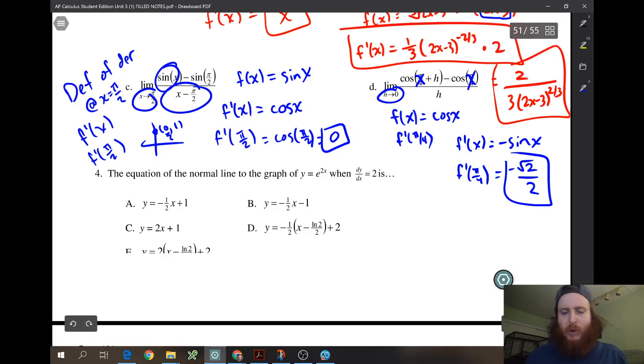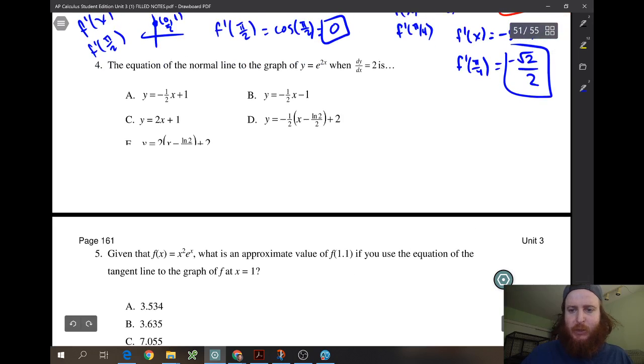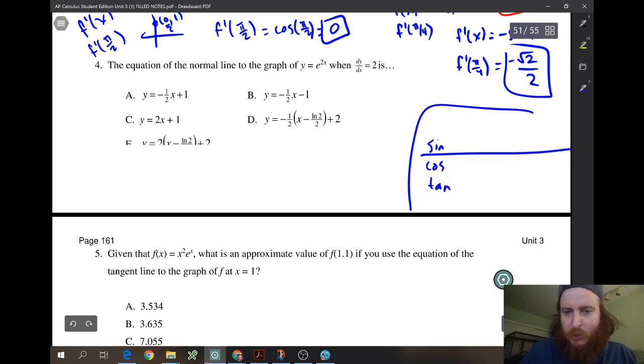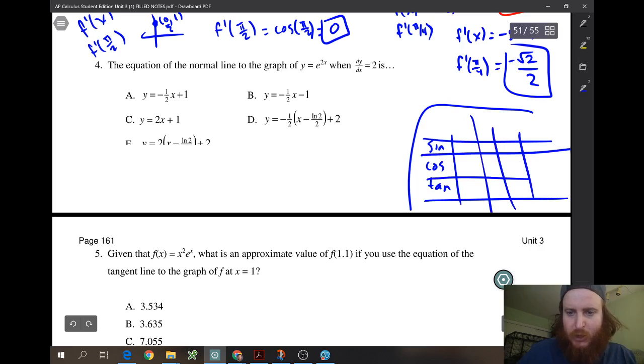Okay. So before you take your test, please, please, please memorize your trig table, right? The sine, cosine, and tangent. That trig table, you're going to need to know that on your test. So make sure you go back and have this memorized.